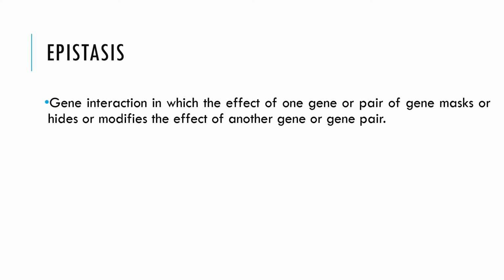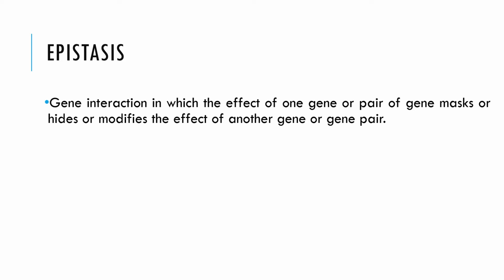that is epistasis. Now, basically, epistasis is when genes interact, and the interaction of the genes affects, means one pair of genes, when they express themselves, their expression in a way masks, hides or modifies the effect of another gene or another pair of genes. So see, the genes are not working in solitary. They are not working independently. They are affecting each other's expression.